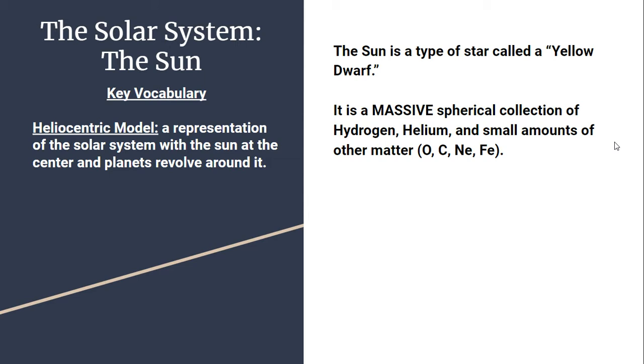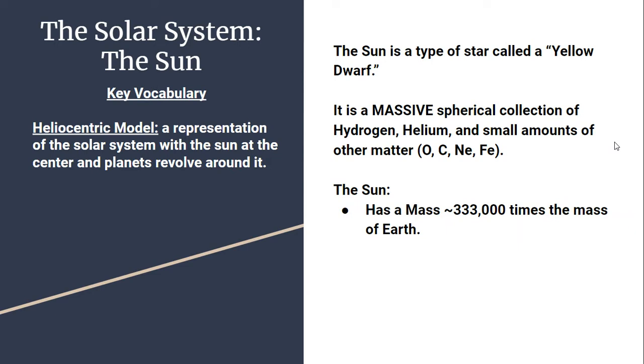It's made up primarily of hydrogen and helium, but we believe there's small amounts of oxygen, carbon, neon, and iron in there as well. The sun is so massive, it's hard to really put a scale to it. But a few comparisons include that it's about 333,000 times the mass of the Earth.